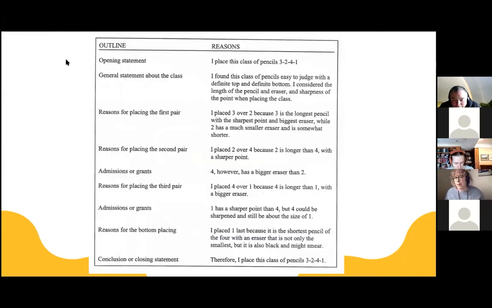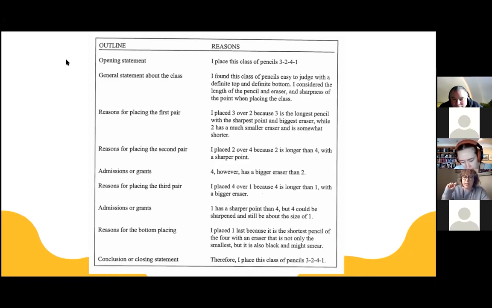And this is handy, we have this example already written out for us. So, opening statement: I place this class of pencils 3, 2, 4, 1. Did everybody decide 3, 2, 4, 1 when we went through it? That made sense? Cool. General statement about the class: I found this class of pencils easy to judge with a definite top and definite bottom. I considered the length of the pencil and eraser and sharpness of the point when placing the class. So there we're reiterating the criteria that we made our judgments on to decide which one got which ranking.